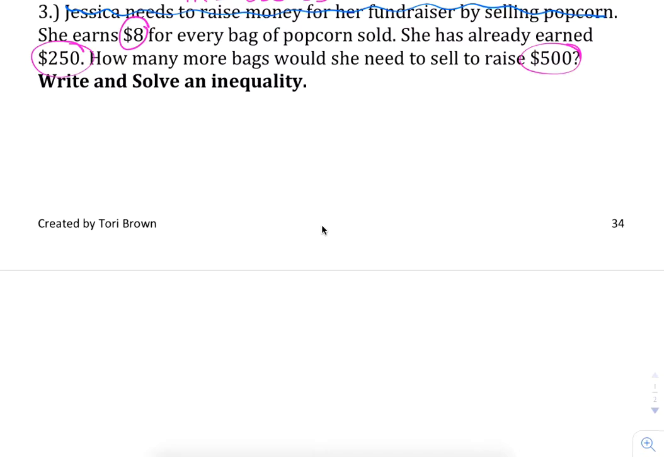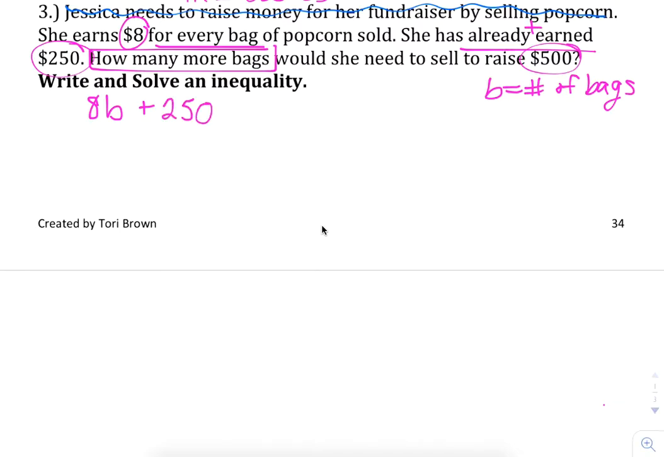Okay, so if we say $8 for every bag, well, that helps us, right? Because what's our question? Our question is how many bags? So let's go ahead and use B. B is my number of bags. All right, so 8 for every bag means 8 times B. She's already earned, so already earned means extra, plus 250. And she is trying to raise 500 as a total. So she doesn't want to equal 500, she's trying to raise that much money. Okay, so this is what she's earning, and this is her goal.